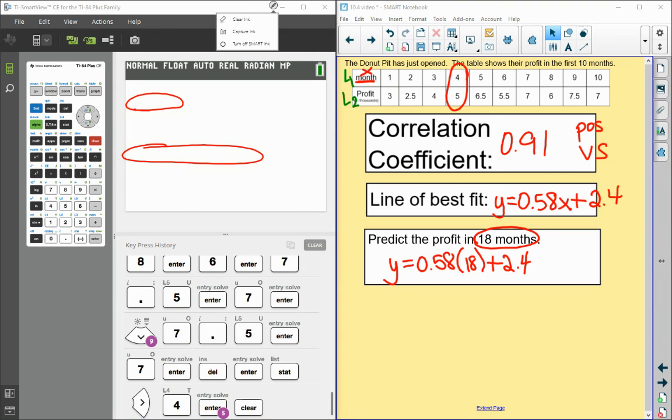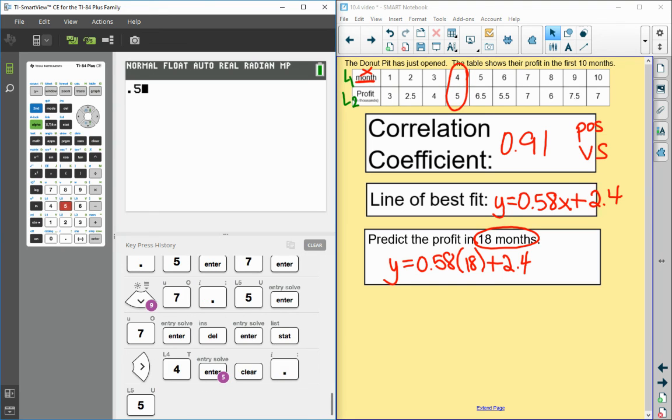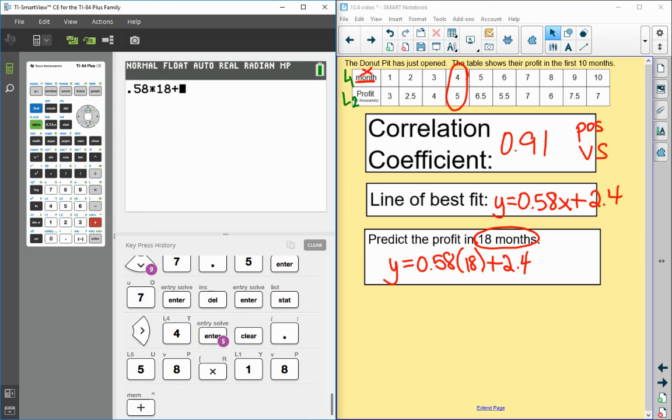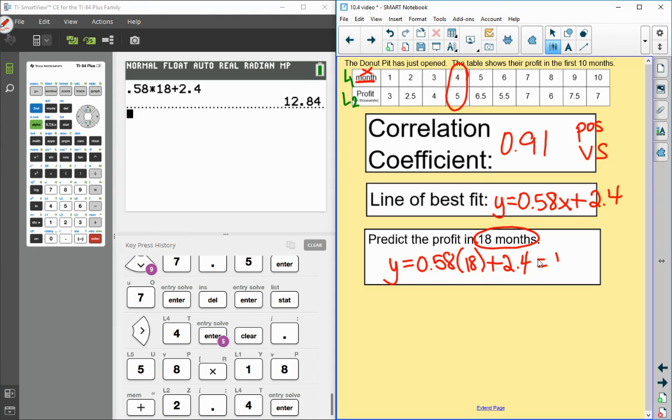Okay, so I'm going to get rid of all my circles here. So I'm going to say 0.58 times 18 plus 2.4. And there we go. So our prediction is that in 18 months, the profit would be 12.84. Now, you can't see it very well, but it's talking about hundreds here. It's not saying that they're going to make $12.84. So it would be a lot more than that.